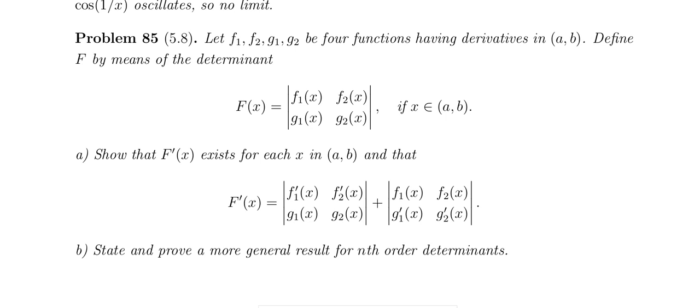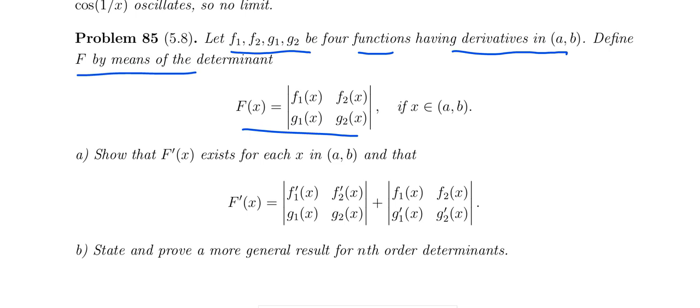And f1, f2, g1, g2 are 4 functions, having the derivative in the closed interval a comma b. Define capital F by means of the determinant: f1, f2 in the first row, and g1 of x, g2 of x in the second row. So what is the derivative, F dash of x?